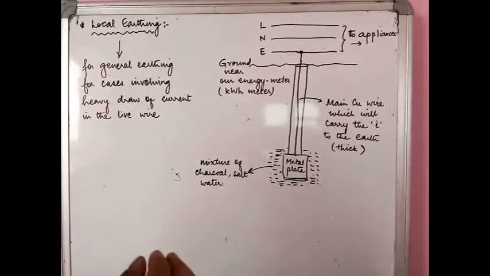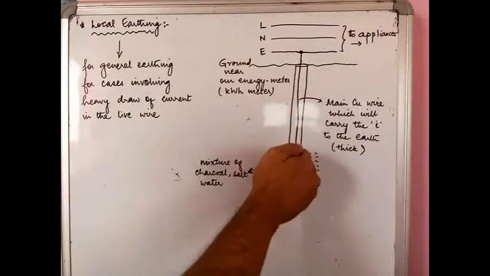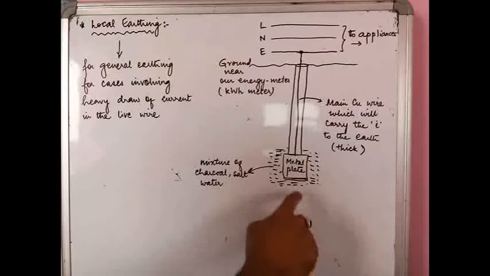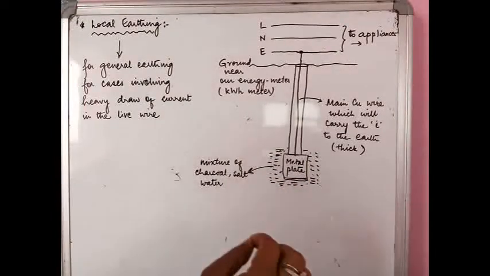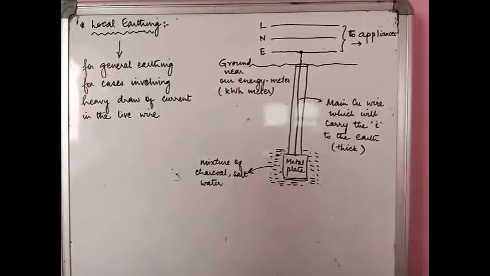So for that connectivity to be made, for the charges to transfer through this wire, through the metallic plate, to the earth, there needs to be a thin conducting material. So this salt water combination will provide that conductivity. So this is how the local earthing is done.